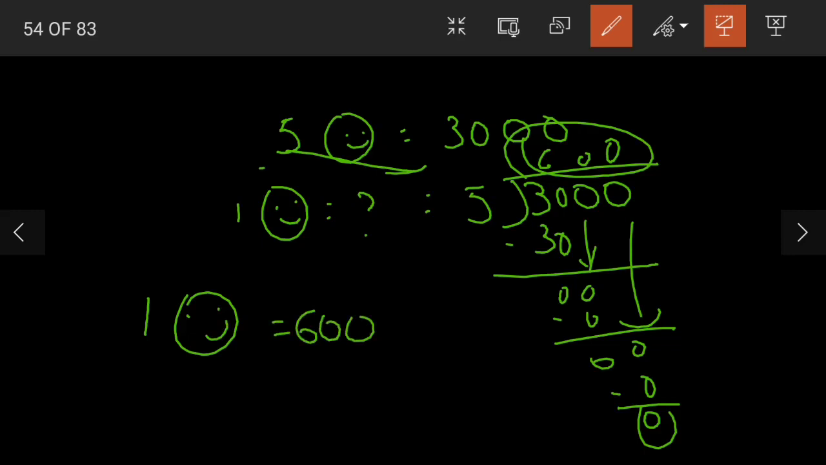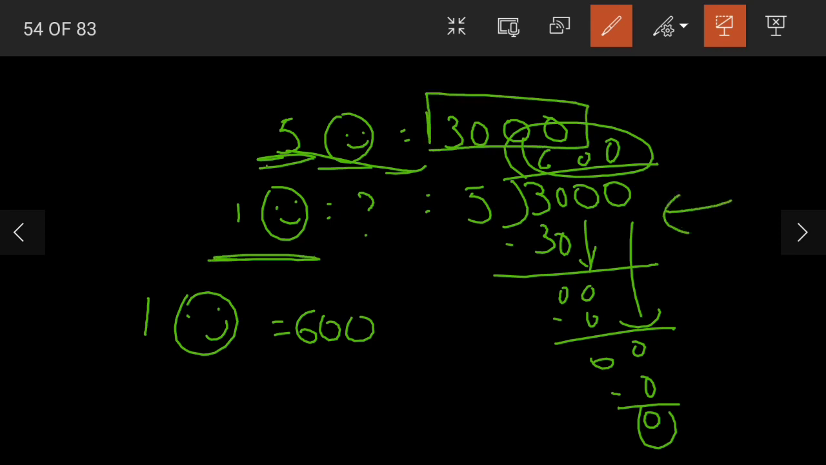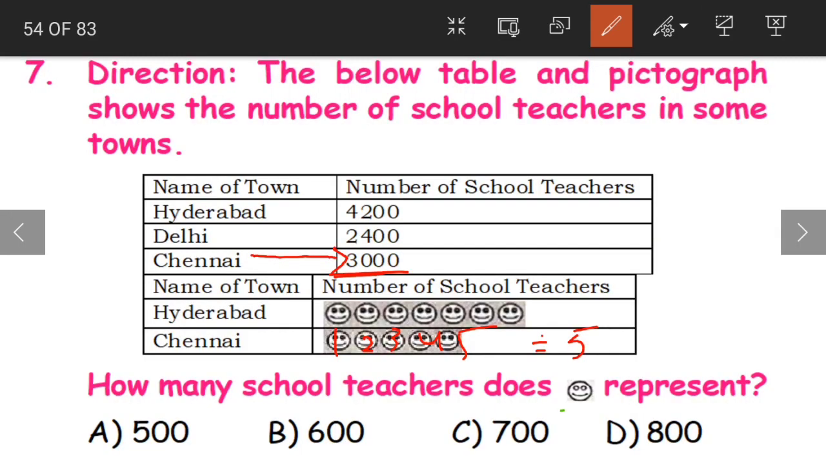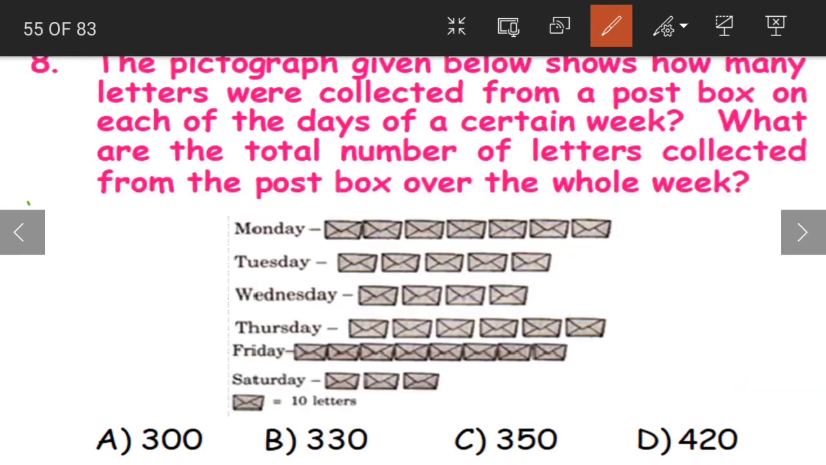Yes, it is similar to the word problems that we have done. Like for example, if I say the cost of 5 balls is 3000, then what is the cost of 1 ball? This is how you find out, yes or no? So the same concept is applied here. 5 smileys is equal to 3000. Then 1 smiley is equal to how much, children? 600. So what does 1 smiley represent? Option B, 600. Is this clear?